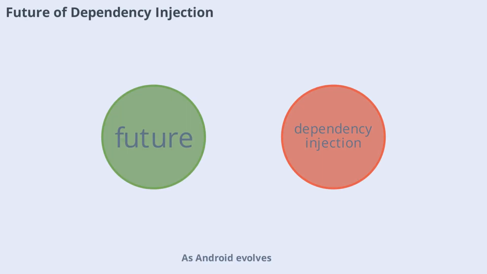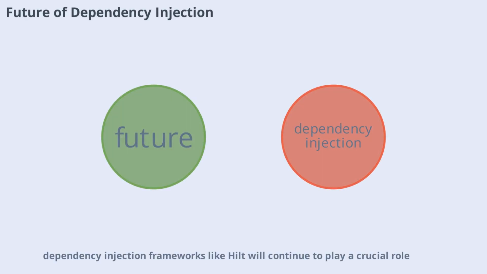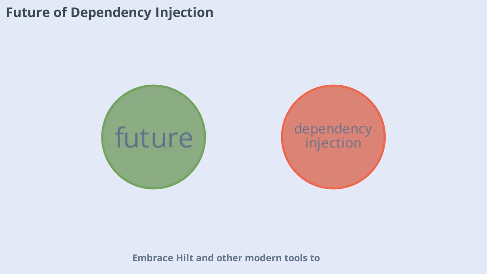As Android evolves, dependency injection frameworks like Hilt will continue to play a crucial role. Staying updated with new features and improvements ensures your projects remain efficient and maintainable. Embrace Hilt and other modern tools to keep your skills relevant and your apps competitive.